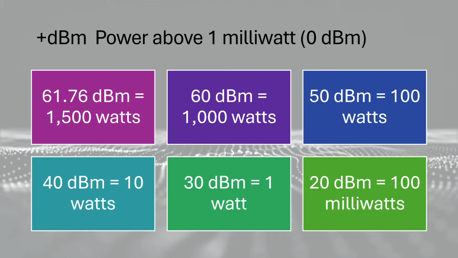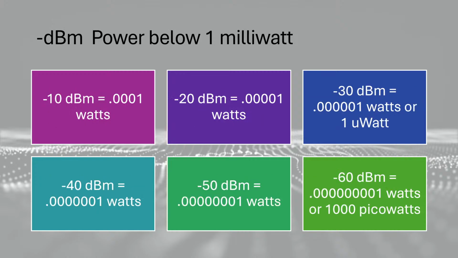Plus 30 dBm would be 1 watt. 40 dBm, 10 watts. 50 dBm, 100 watts. 60 dBm, 1,000 watts, and then 61.76 dBm is the same as our full legal limit power of 1,500 watts. So these are the plus dBms, power above 0 dBm, or 1 milliwatt across 50 ohms.